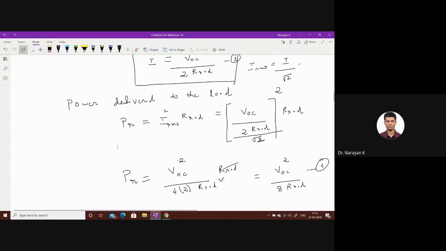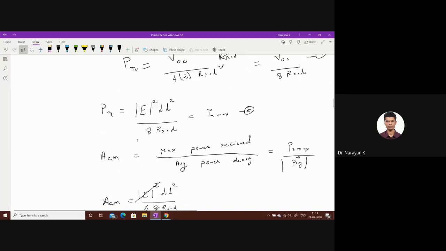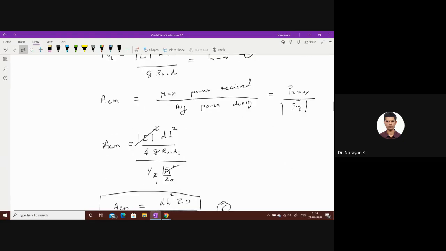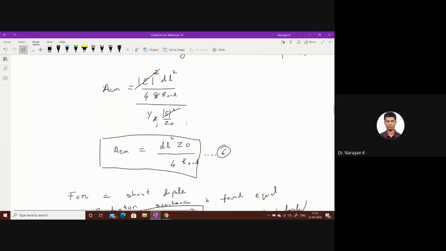Then found the RMS value. Then found the power received. This power received I have substituted in your maximum effective aperture formula: maximum power received divided by average power density. So your maximum power received is E square DL square divided by 8 times radiation resistance, divided by this. Then you will get the maximum effective aperture.